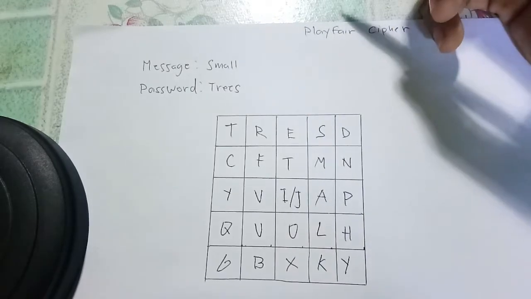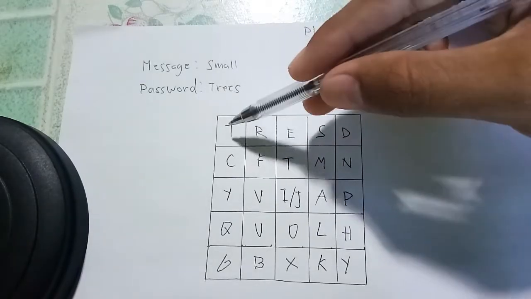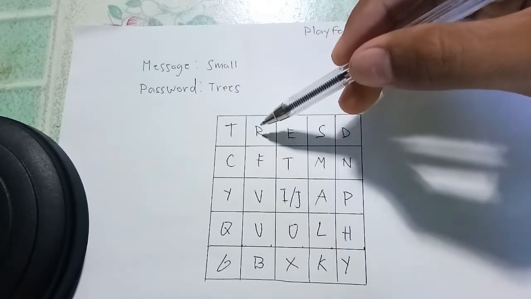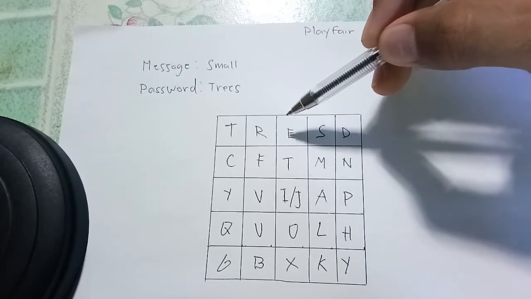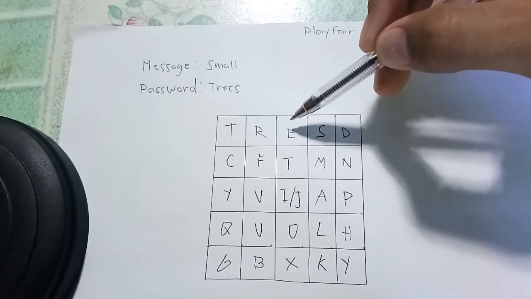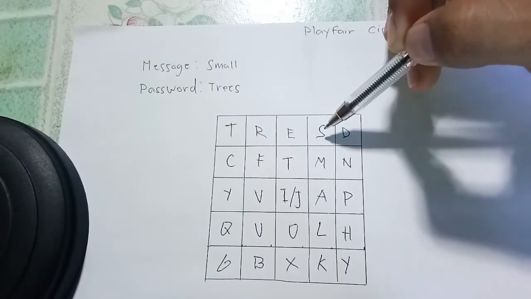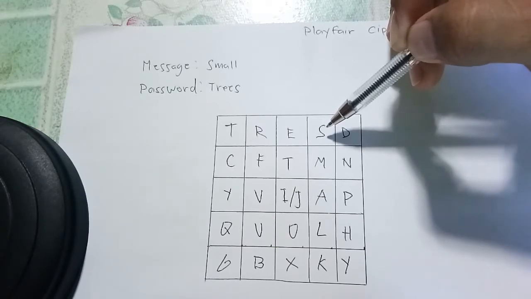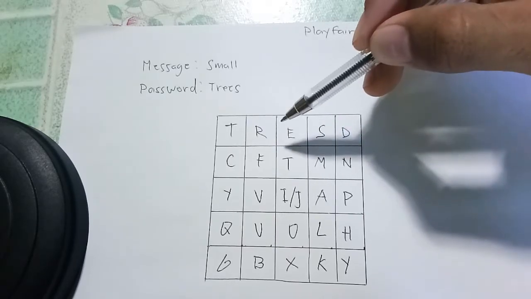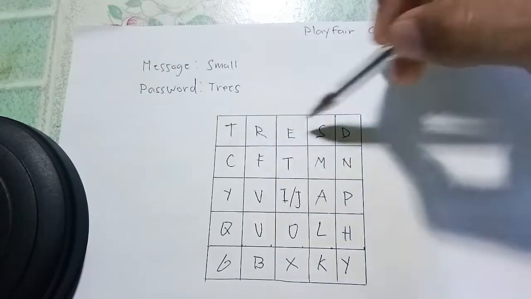In the password, I put the T here, the letter E, and there is a double letter in trees, so I put a single letter E, and I put the S here, and you will find out the easy word like this, and it spells right: the trees.